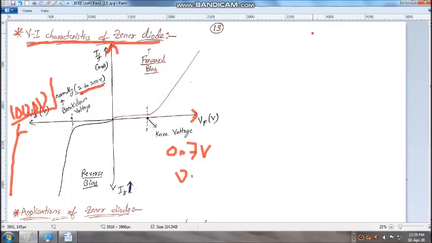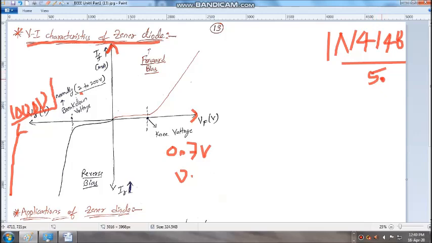The diode which we used in the lab, IN4148, for that particular diode the breakdown voltage is 5.1 volts. This is the Zener diode which we used in the lab. The breakdown voltage is 5.1 volts. So for a reverse voltage of less than 5.1 volts, the diode will not conduct electricity. It will conduct only a minute current, very less current, due to minority charge carriers.